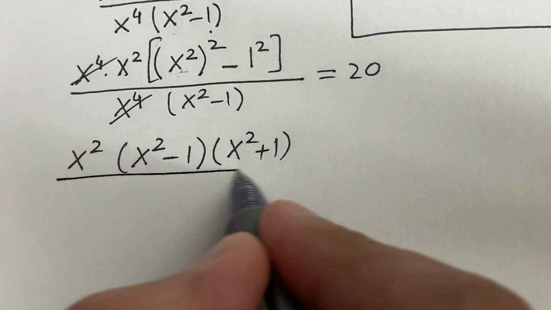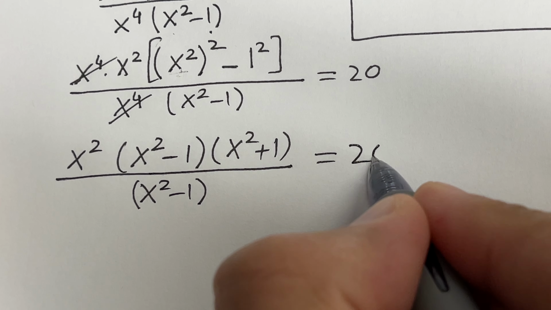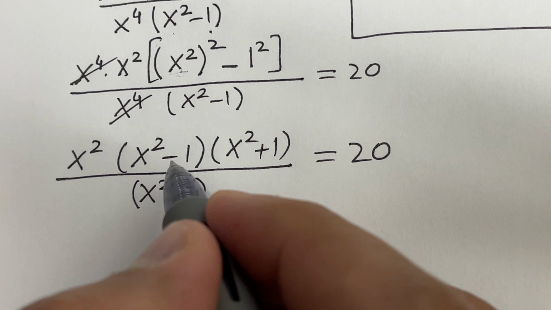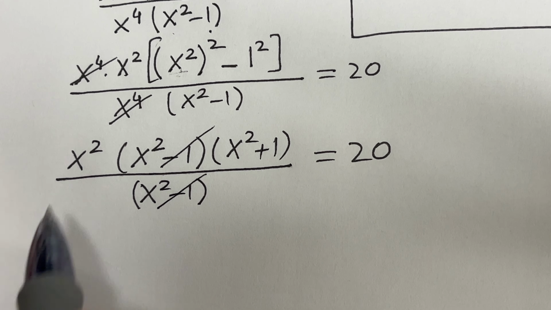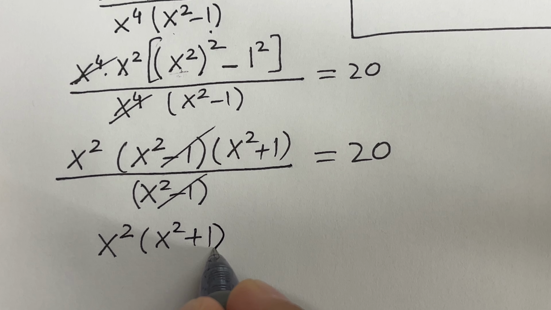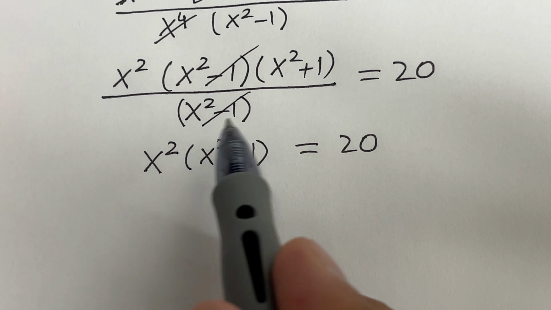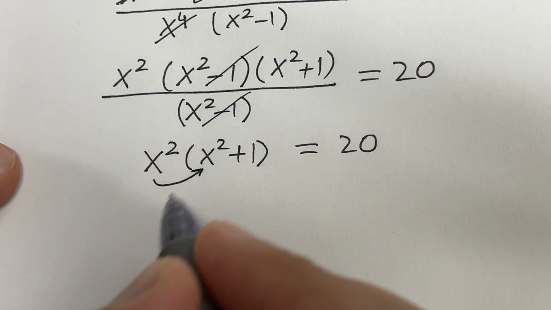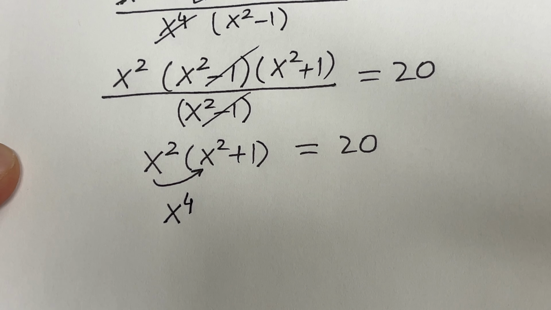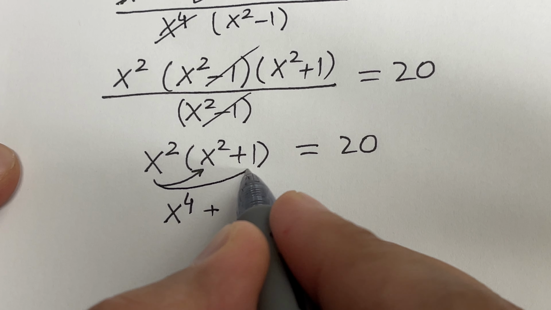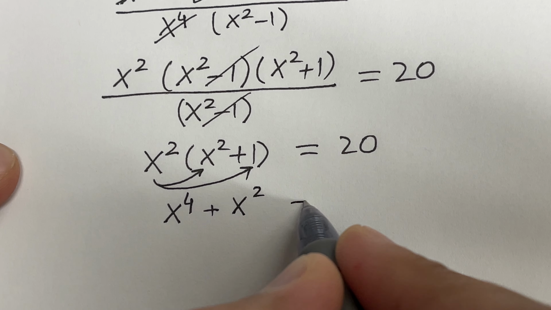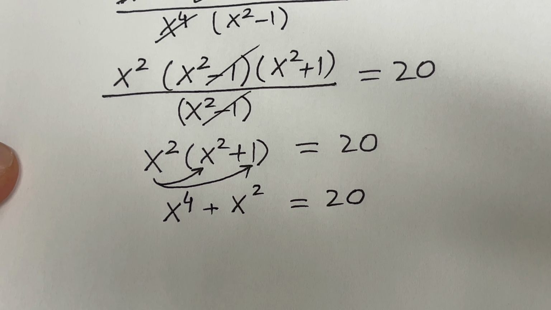Divided by, we had x square minus 1 and the right hand side is 20. Again, I can cross out these two guys, and then on top I have x square times x square plus 1, and the right hand side is just 20. There is nothing left over other than 1 in the bottom. Okay, now let's multiply this x square with x square, then you will have x to the 4 plus, if you multiply x square with 1, then you will have x square, and the right hand side is 20.